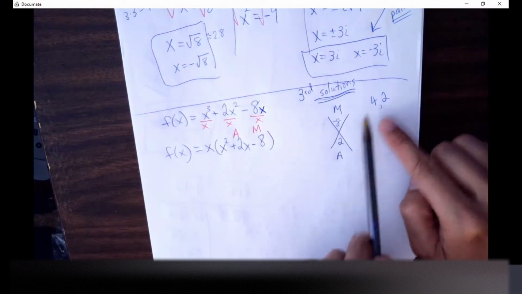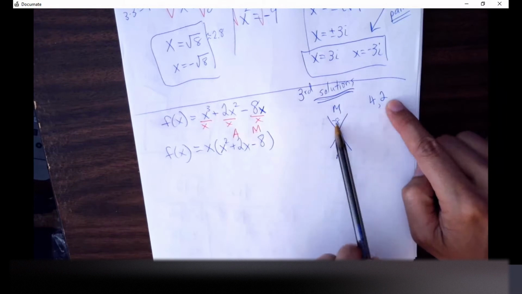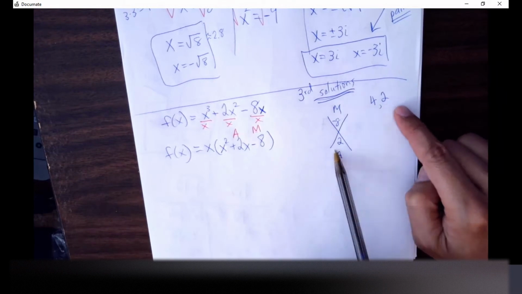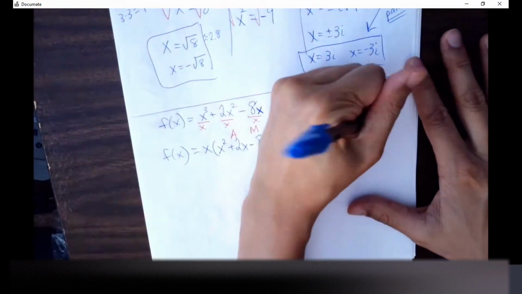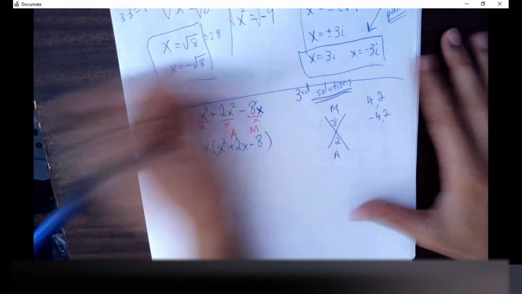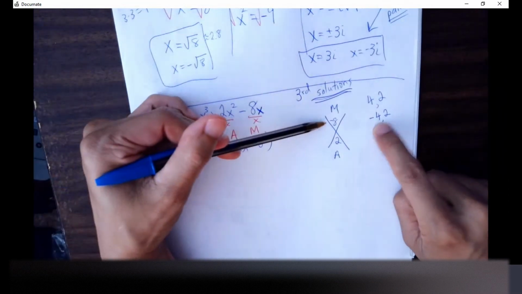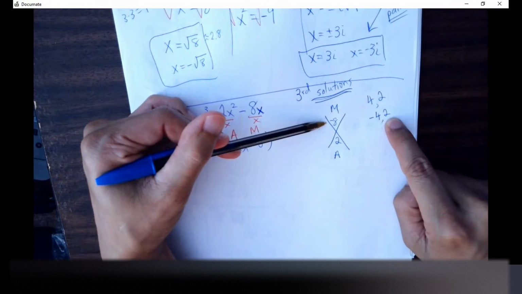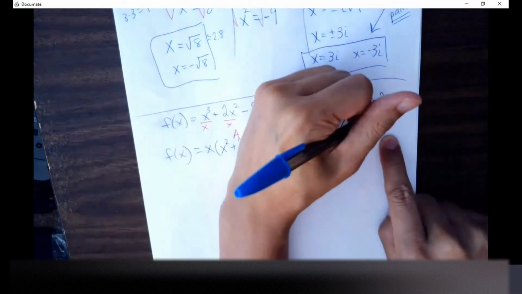What are the signs going to be that will allow these two to multiply to be -8 and then add to be a +2? Would it be -4? -4 and what? It would be +2. Let's try it. -4 times 2 is -8. That's good. But what's -4 plus 2? Would it be 2? -4 plus 2 is going to be -2. So this is not quite right, but we're close.